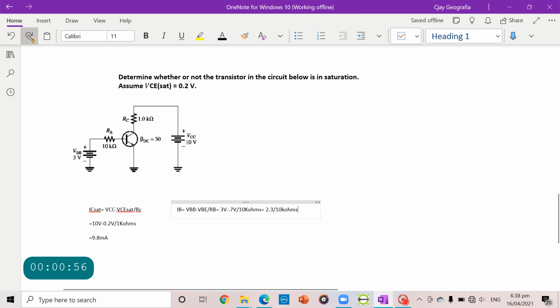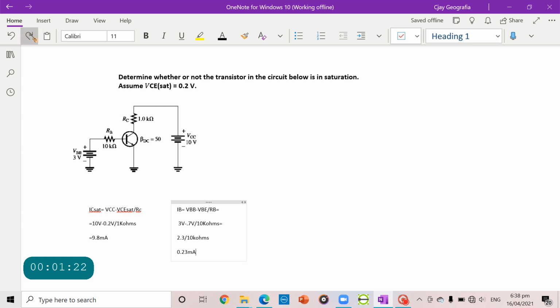Okay, for IB, the formula is IB is equal to VBB minus VBE over RB. So input the given values. 3 volts minus 0.7 volts over 10 kilo ohms is equal to 2.3 over 10 kilo ohms. Therefore, IB is equal to 0.23 milliamperes.